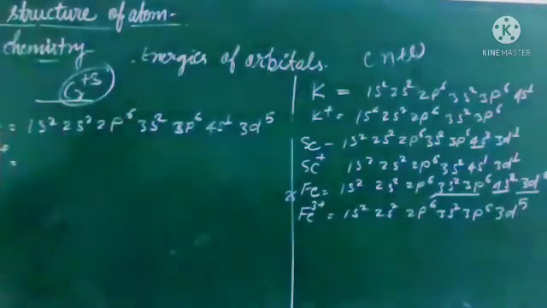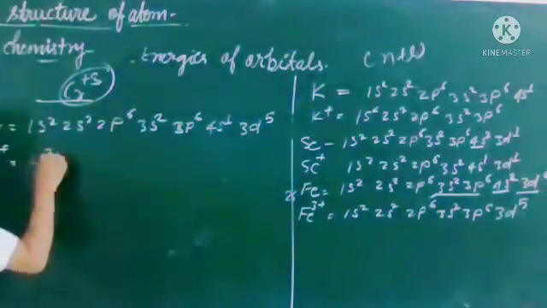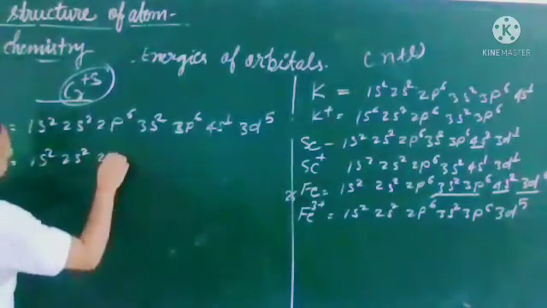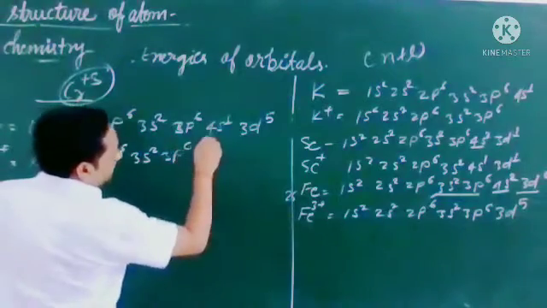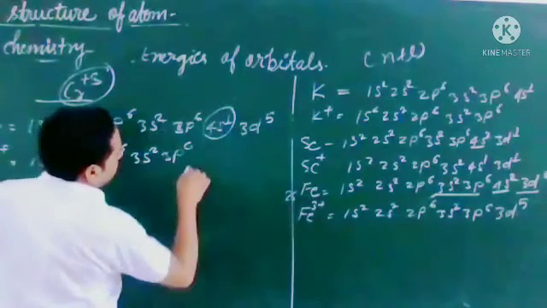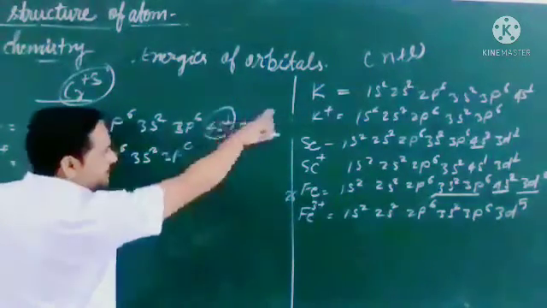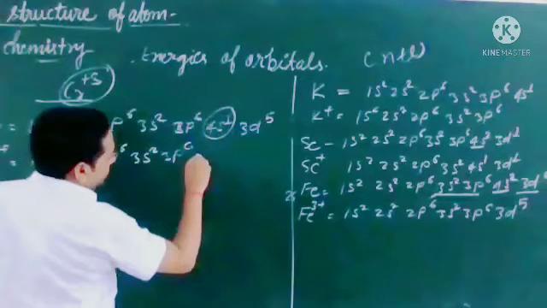So what will be the electronic configuration of chromium plus 3? 1s2, 2s2, 2p6, 3s2, 3p6. This 4s we will not write, since 1 is removed from here and 2 from 3d, leaving 3d3. This is the electronic configuration of the chromium ion. Got it?